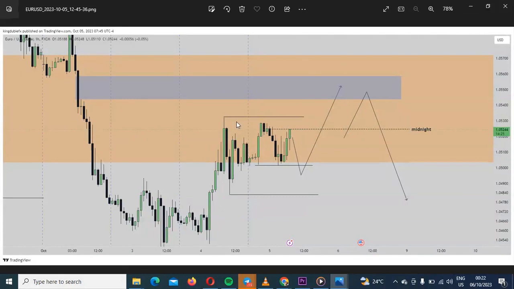Why? Because this particular line here is the beginning of a 4-hour bearish fair value gap. It's also a previous day high. It's also a buy side liquidity.